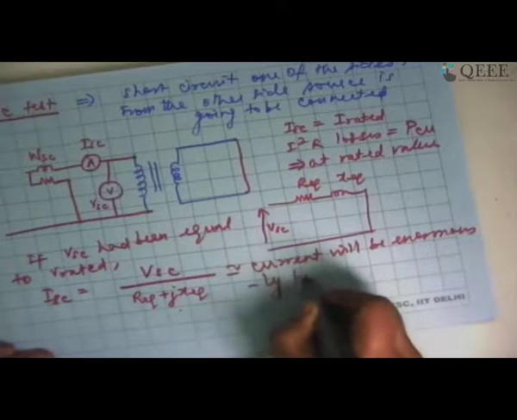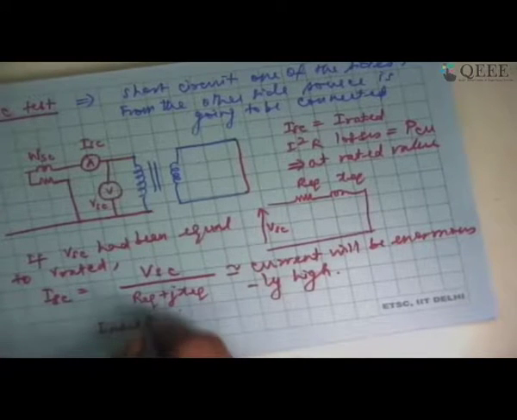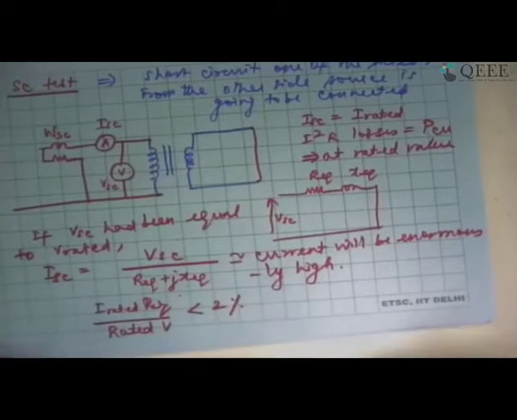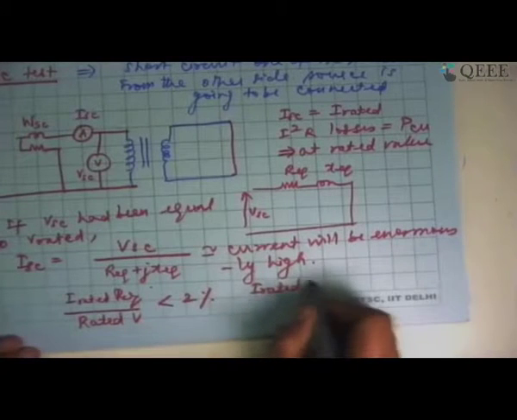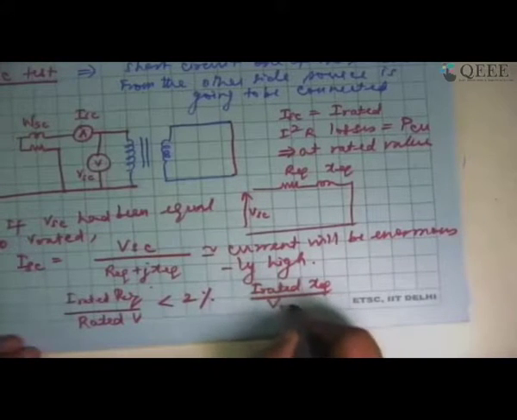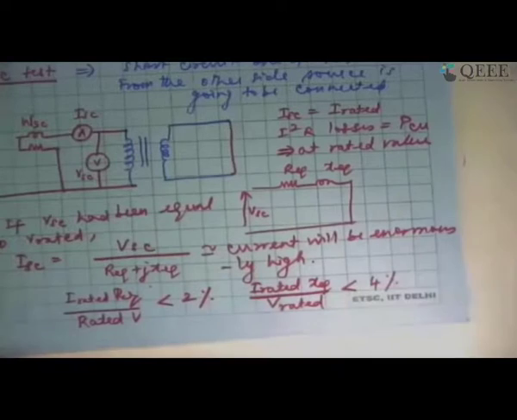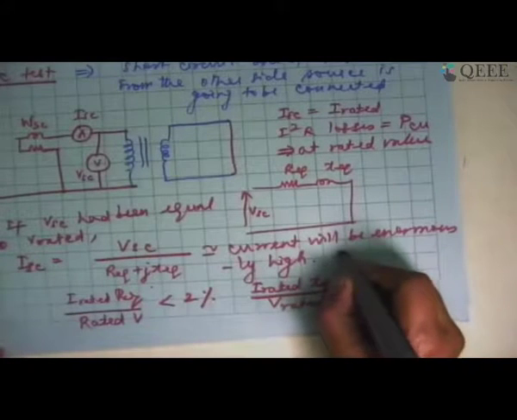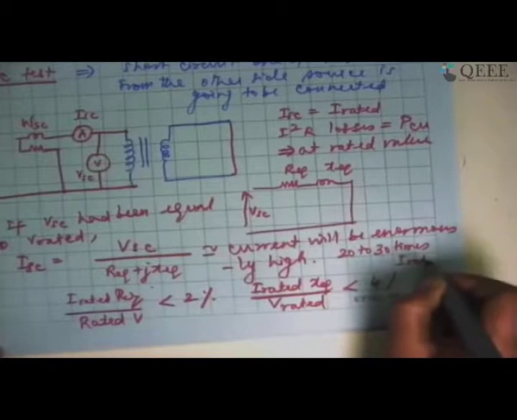It is going to be enormously high because normally I rated times R equivalent divided by rated voltage is going to be less than 2%. This we wrote yesterday itself, if you may recall. Similarly, I rated multiplied by X equivalent divided by V rated is also going to be less than about 4% or 5%. So these are very, very small values. So this current can be as high as 20 to 30 times I rated, which is dangerous definitely for the transformer.